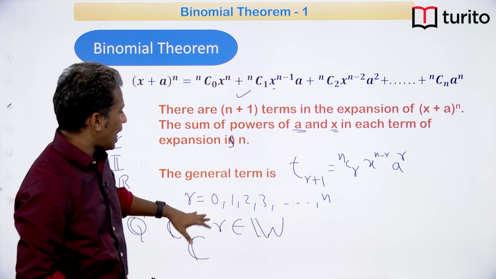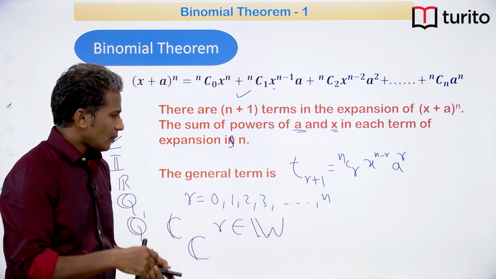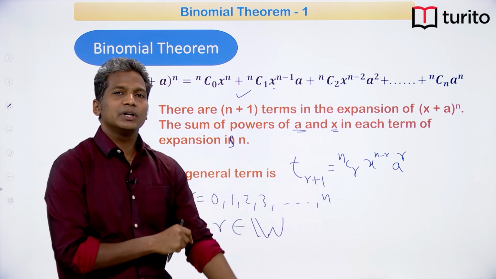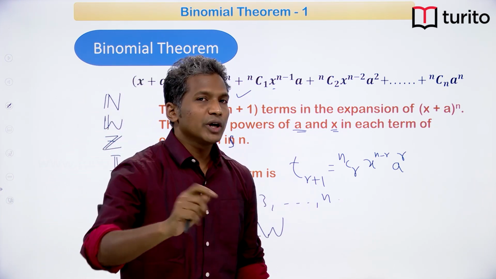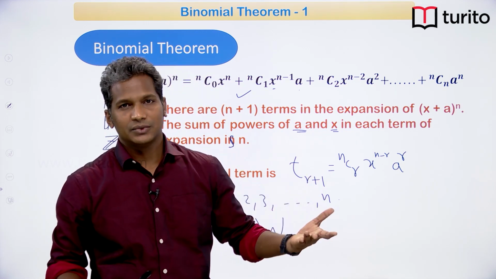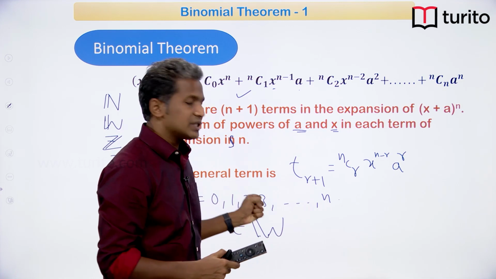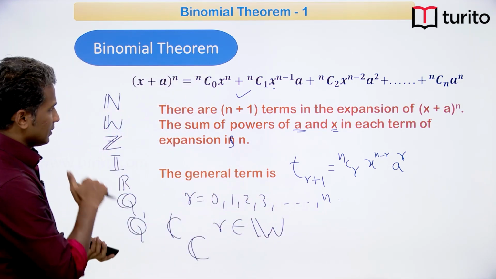So here r must be a whole number. Okay. Now can we move on? So remember that you can have the 0th term, first term, second term, third term, but you cannot have a 2.5th term. You cannot have a 2.9th term. Okay. So the term number must be a whole number. Okay. Now can we move on? Okay.